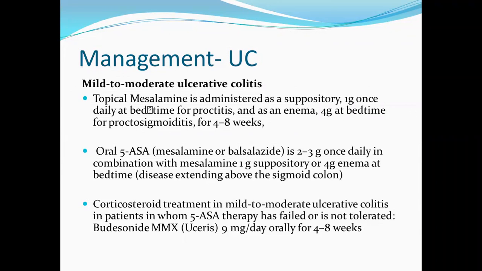We can also use our oral 5-ASA, that is mesalamine or balsalazide, 2 to 3 grams once daily in combination with a suppository before bedtime. And this is good for patients who have their disease extending above the sigmoid colon. You can also employ corticosteroid treatment in mild to moderate ulcerative colitis in patients in whom 5-ASA therapy has failed or is not tolerated. Example is budesonide, which is 9 milligrams per day orally for 4 to 8 weeks.